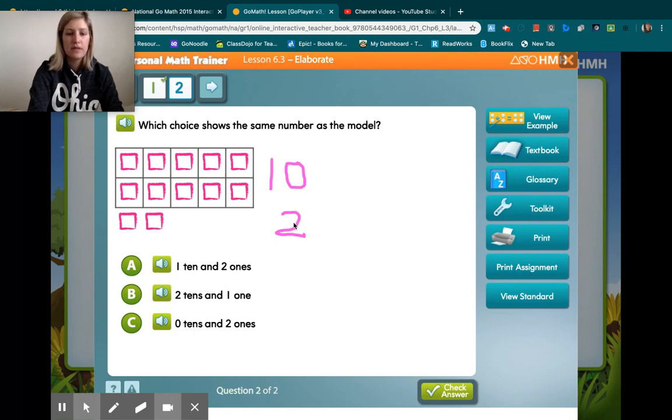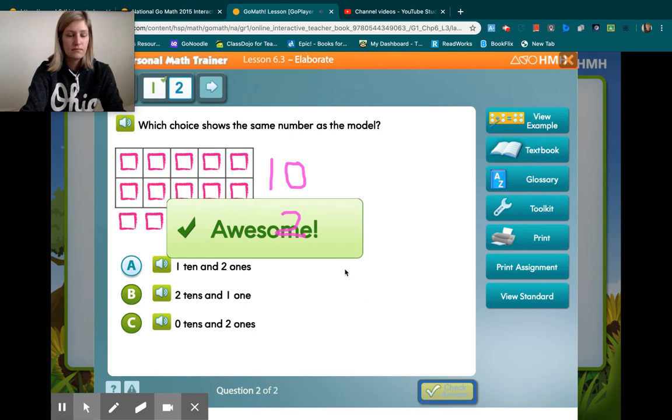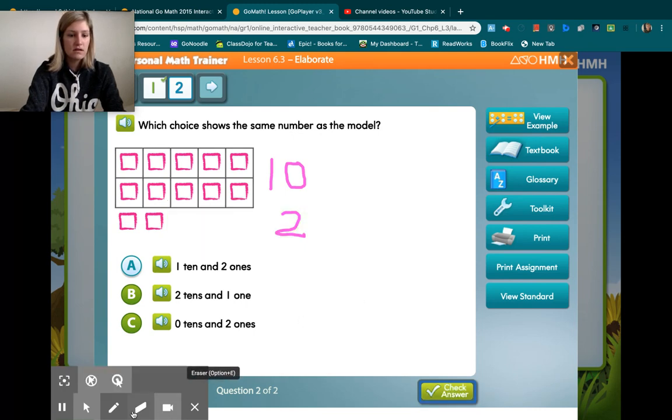Okay. So if I have 1 ten and 2 ones, let's count 10, 11, 12. So we know 10 plus 2 is 12. Let's find out which one makes sense. 1 ten and 2 ones, is that what we have? Yes, but let's read the others just to make sure. Do we have 2 tens and 1 one? Well, no, I only see one group of 10. Do we have 0 tens and 2 ones? No, that would only be 2. So we have 1 group of 10 and 2 ones. Awesome!